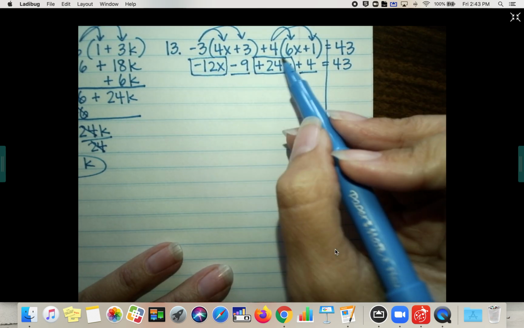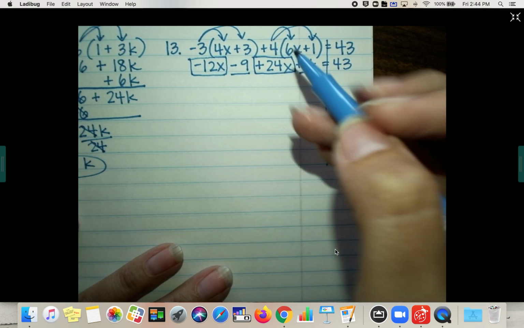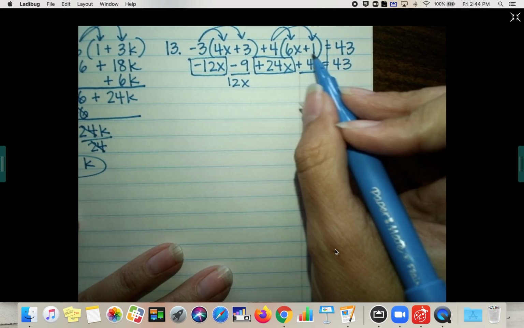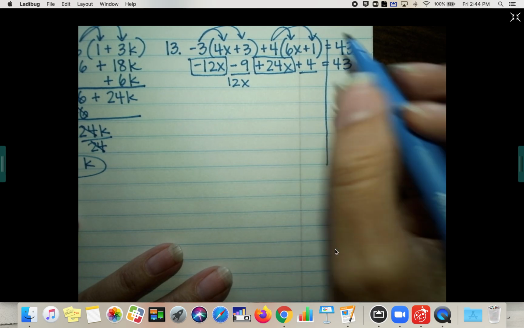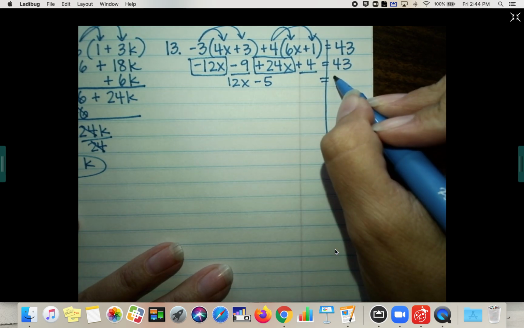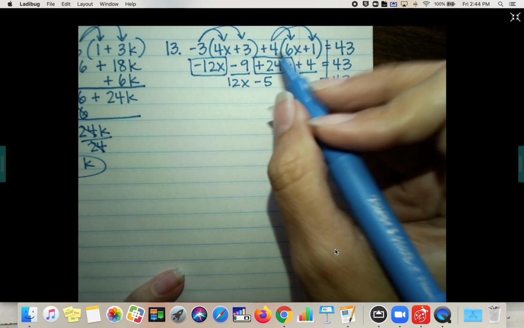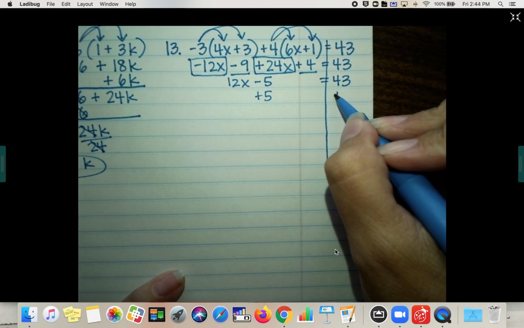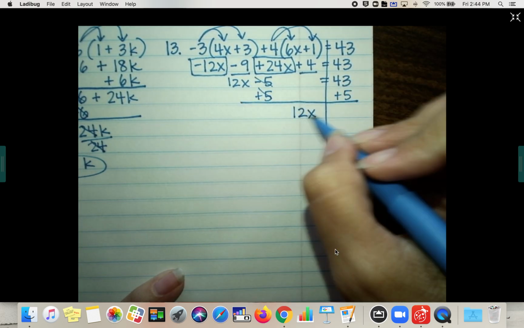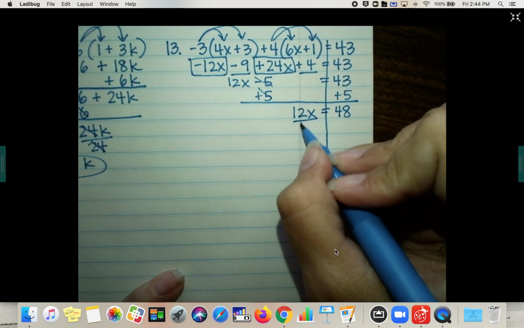So let's combine my boxes first. Negative 12x plus positive 24x is positive 12x. Negative 9 plus 4 is negative 5. So I'm going to write it like minus 5 because negative 5 is the same thing as minus 5. And now you're left with a basic two-step equation. We're going to get rid of the minus 5 by doing plus 5. Cancel, cancel. Bring down your 12x equals 48. Divide both sides by 12.